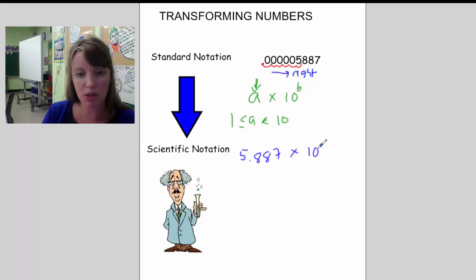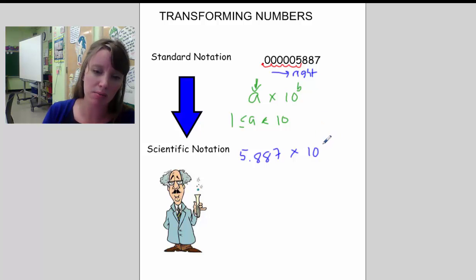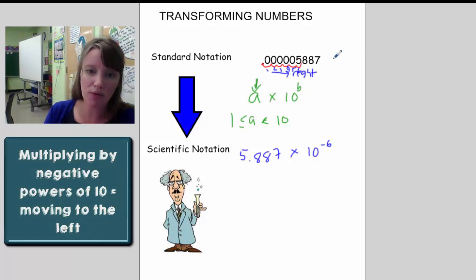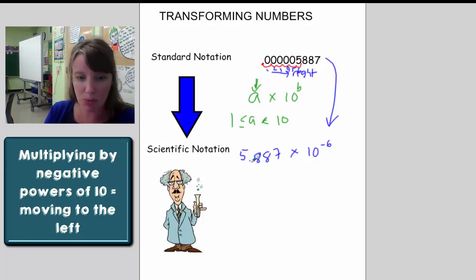in order to put it in scientific notation, that means that my exponent, my power of 10, is going to be negative. So we did 1, 2, 3, 4, 5, 6. So it's going to be 10 to the -6. Now let's see if that makes sense. We know that when we multiply a number by negative powers of 10, it moves to the left a certain number of times. So if these two numbers are equal and we go from scientific notation back to standard, I would move this decimal place to the left by 6 moves, and that's going to get me this.